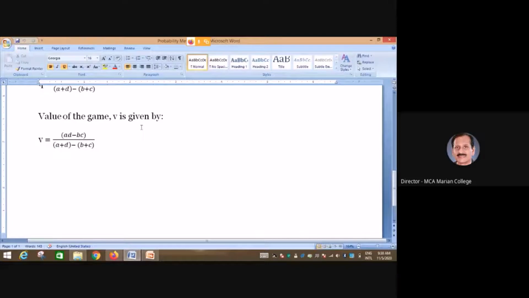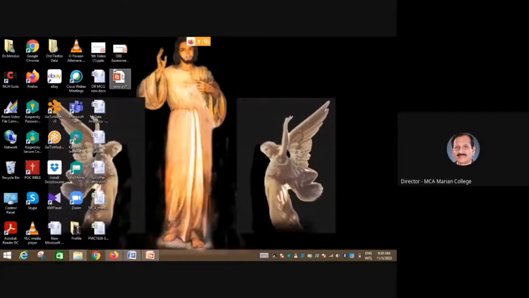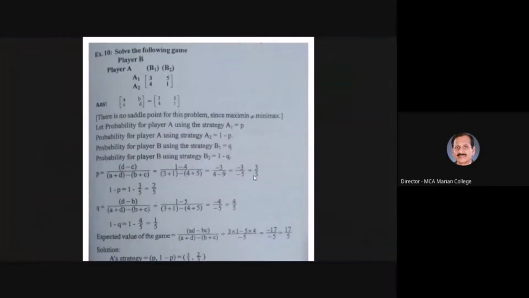Value of the game means the value we get at the saddle point. Since it is a mixed strategy problem, using the probabilities you can calculate the value of the game using this formula. And that is explained in the video. Now we will just do a problem.